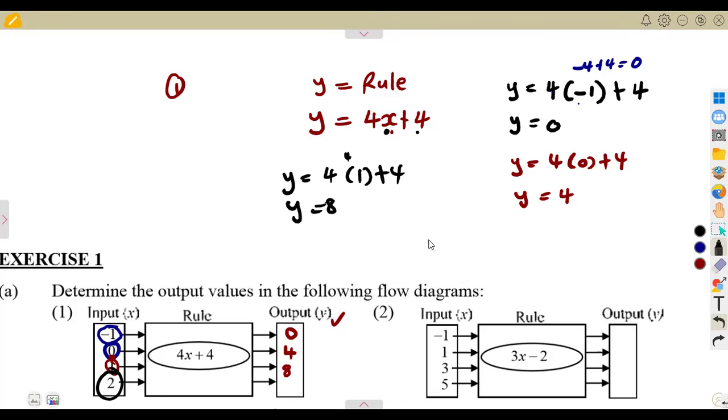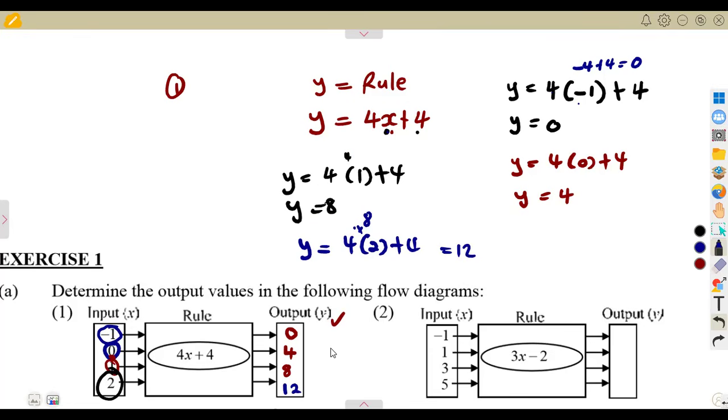The same thing, if our x is 2, we are going to substitute, then y is going to be equal to 4 into x, which is 2, plus 4. So 4 times 2, that's 8, right? If you multiply, do the brackets first, so that's going to be 8. 8 plus 4, that's 12. So this is going to give you 12.